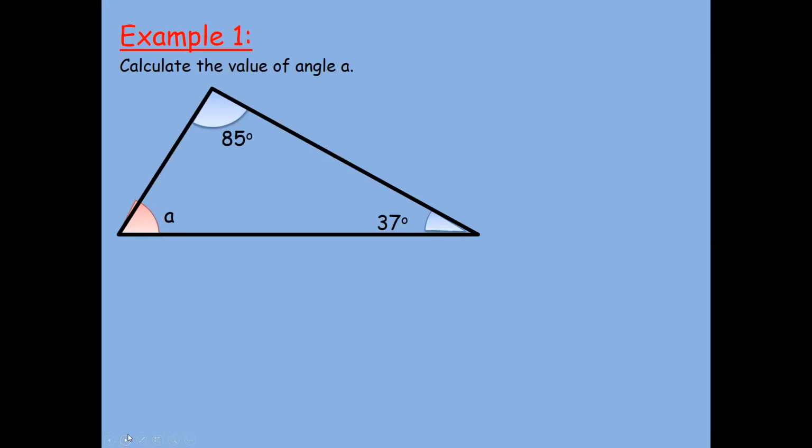So let's have a look at some examples. We've got this angle here, A. We don't know what it is, but we know that if we add it to 85 and 37, we would end up with 180 degrees. So we're going to do that by firstly doing a column addition, remembering this is a non-calculator question.